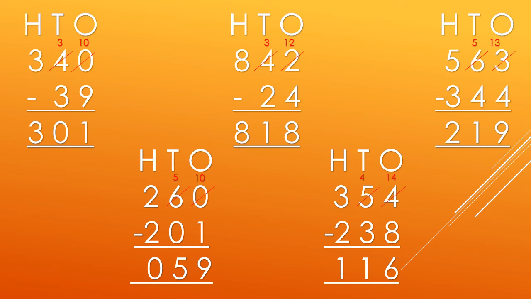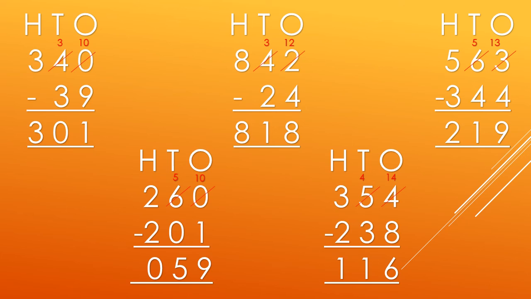And now subtract tens. 5 minus 0 is equal to 5. And now in hundreds, 2 minus 2 is equal to 0. So 260 minus 201 is equal to 59.